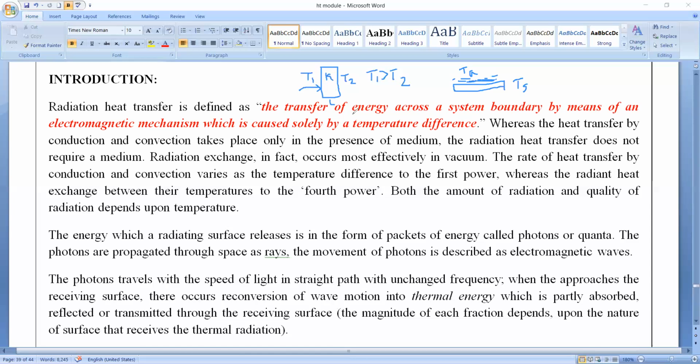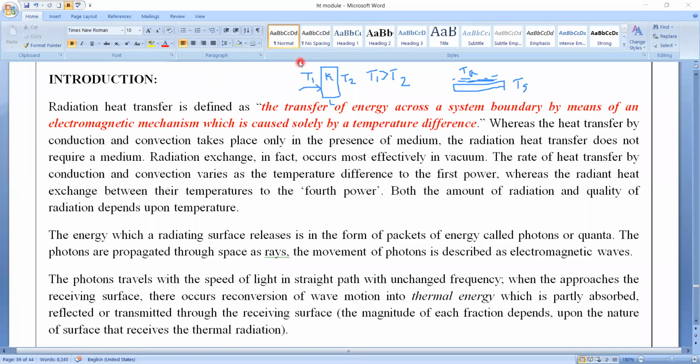But radiation is a mode of heat transfer which doesn't require any medium. As we have seen, conduction and convection require some sort of medium, but radiation doesn't require any medium. That means radiation type of heat transfer takes place even in a vacuum. So this is the very basic idea of thermal radiation.